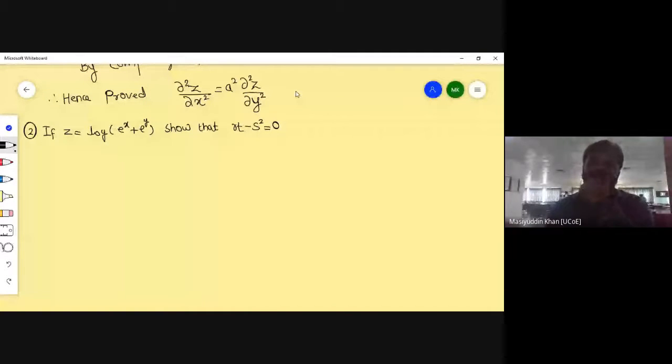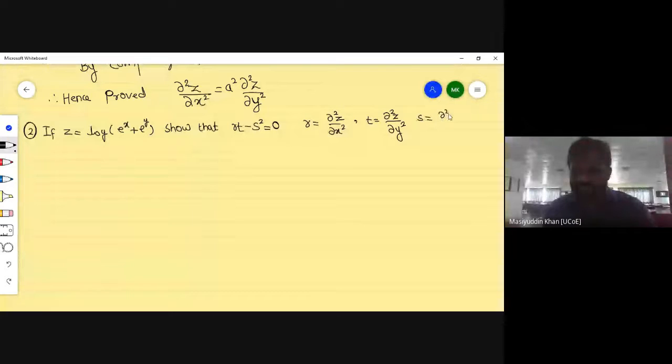Basically this part belongs to your maxima minima chapter, where r always stands for the double derivative of the function with respect to x. So r is equal to, as given in the question, dou square z by dou x square, t is equal to dou square z by dou y square, and s is equal to dou square z by dou x dou y. या तो y वाले पार्ट फंक्शन को with respect to y and with respect to x करना है.